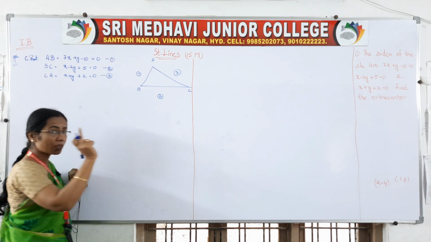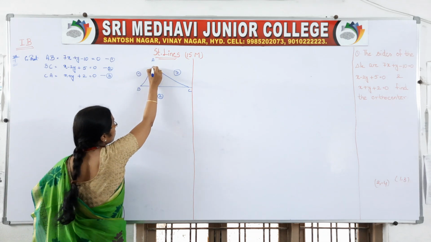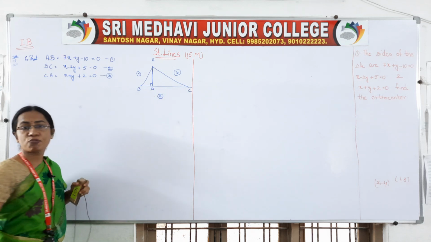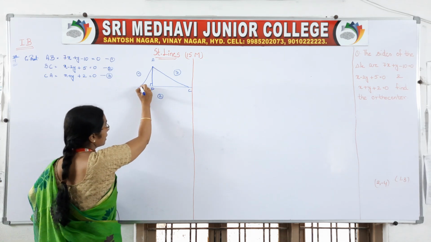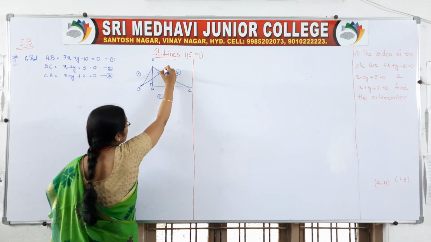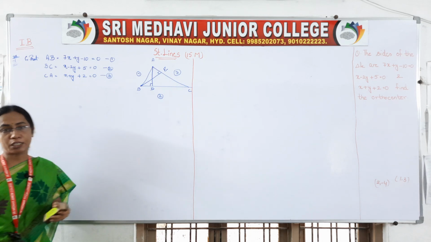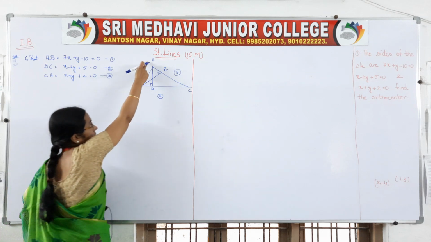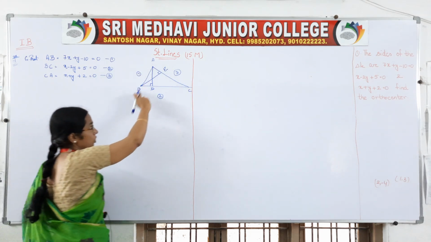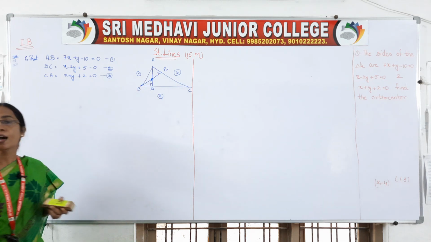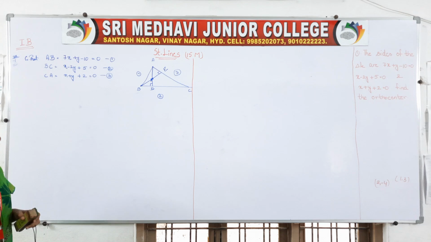Now what is meant by altitude? From vertex A you draw one perpendicular line to the opposite side. That is your first altitude. Next, from another vertex B you draw a perpendicular line. That is your other altitude. So our aim in this question is to get the altitudes AD and BE. Their point of intersection is our orthocenter. So we need the AD line equation now.